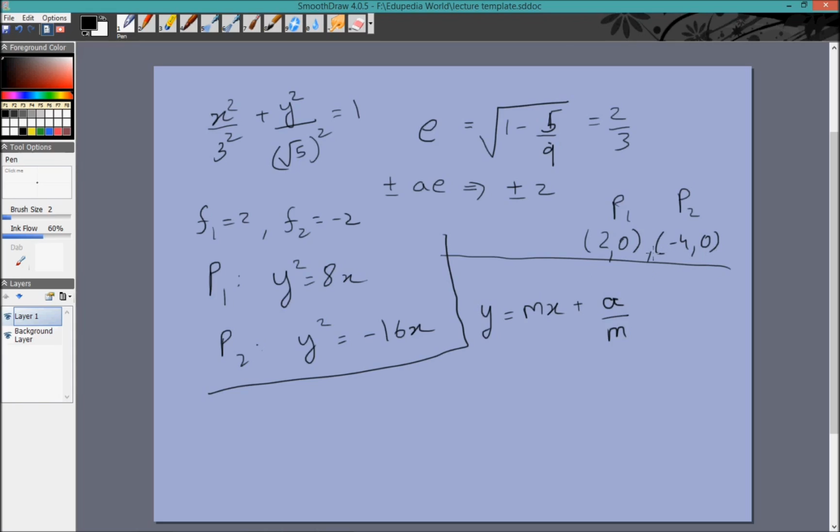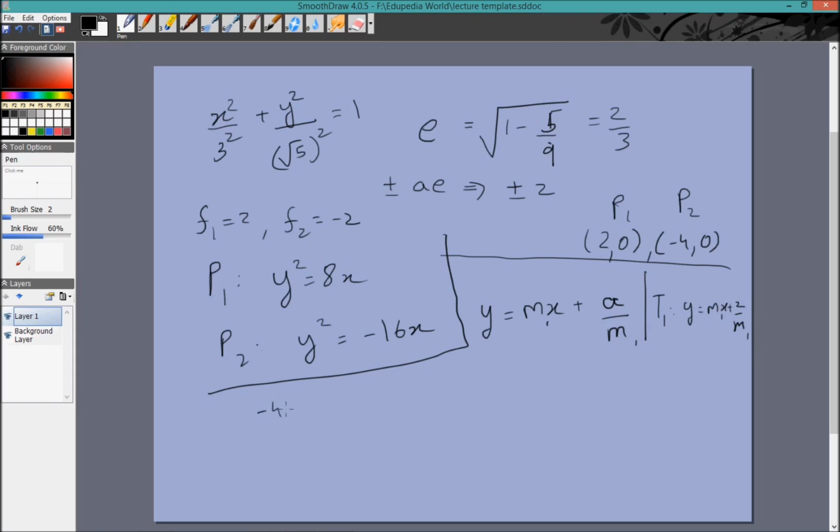In this case, we are given T1 is a tangent to P1. So P1 has a = 2. That means T1 will be y = mx + 2/m. We are given T1 passes through 2f2 comma 0. 2f2 is minus 4, so this passes through (-4, 0). That means y is 0, x is minus 4. Let's take this to be m1 for T1 and m2 for T2. So this equation satisfies (-4, 0).